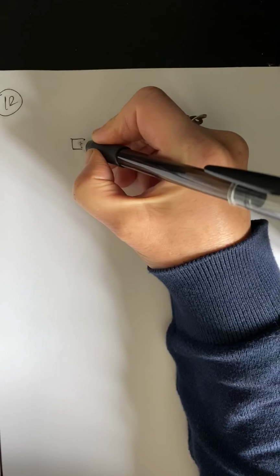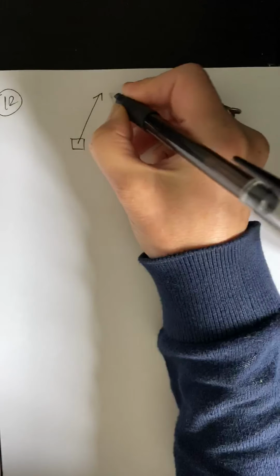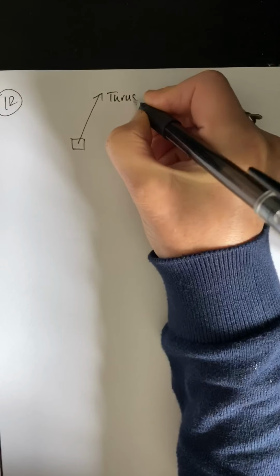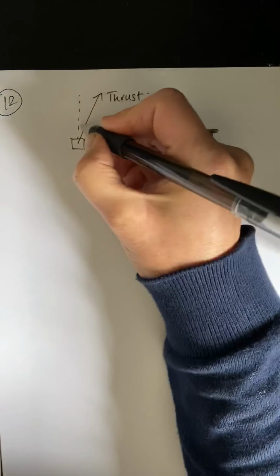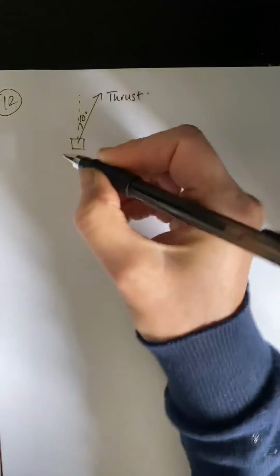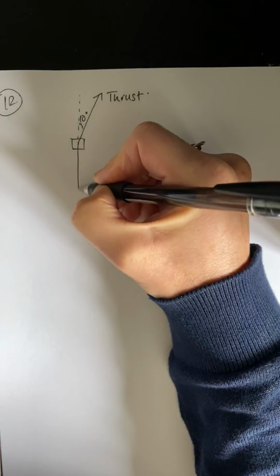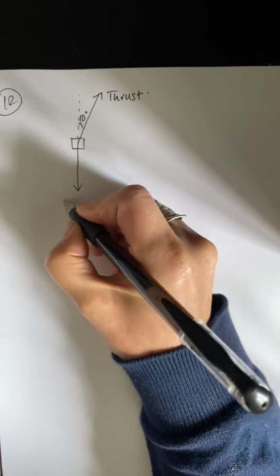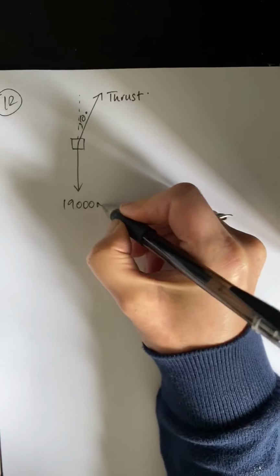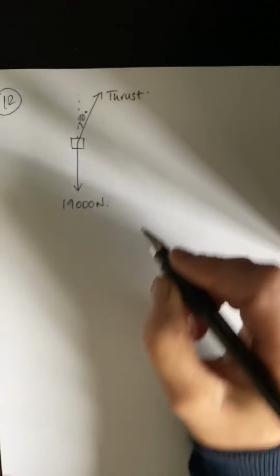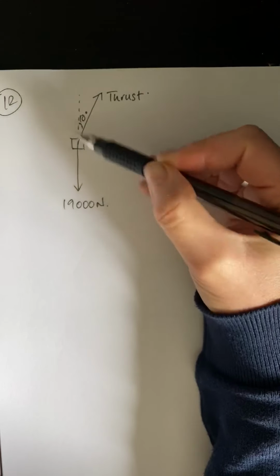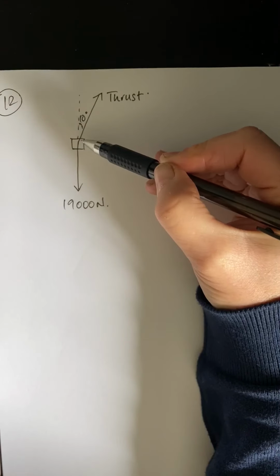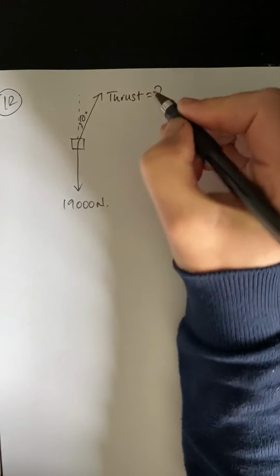The first force that is shown is the thrust, and that is at an angle of 10 degrees from the vertical. And then the second force shown is the weight, which is 19,000 newtons. And the question says the vertical component of the helicopter's thrust is equal to its weight. Calculate the helicopter's thrust. So it's the thrust here that we're going to try and find.